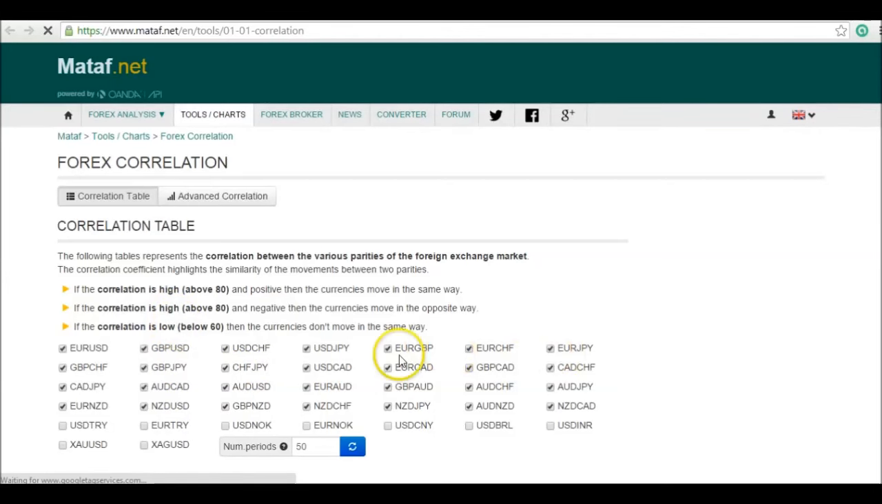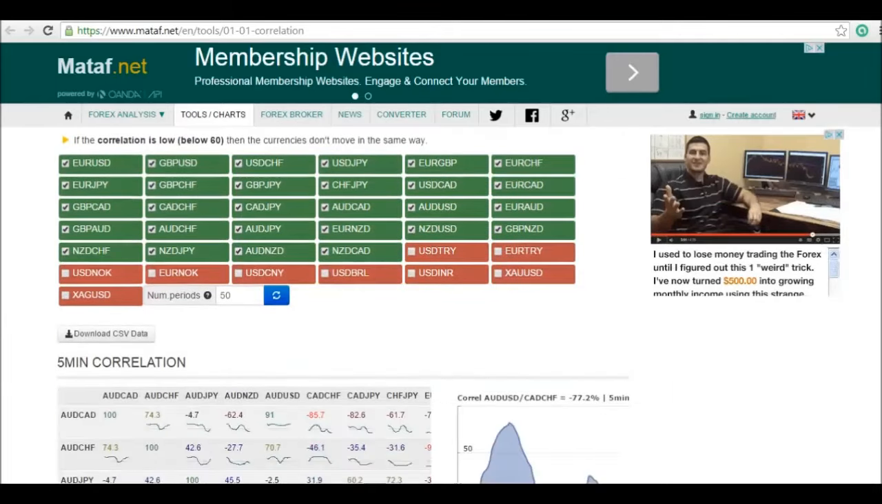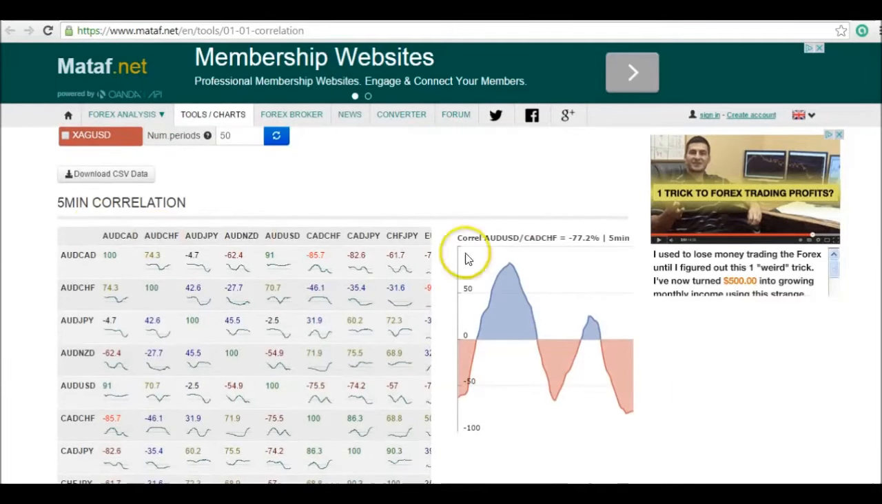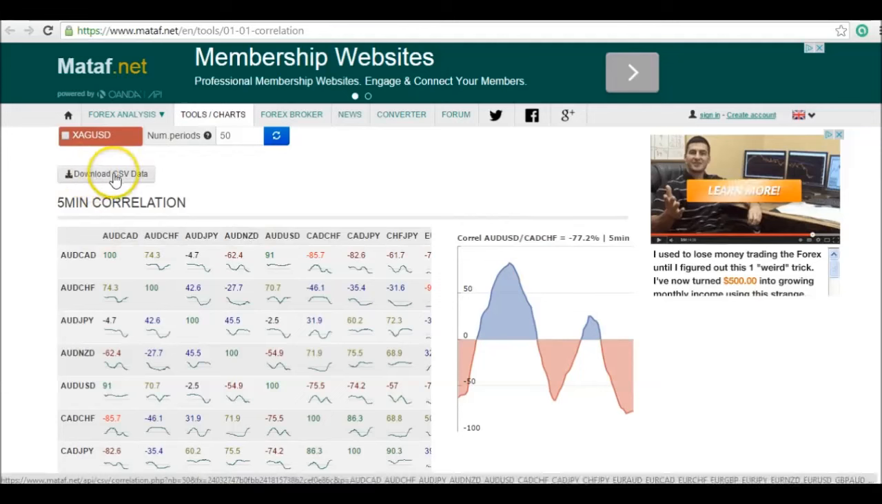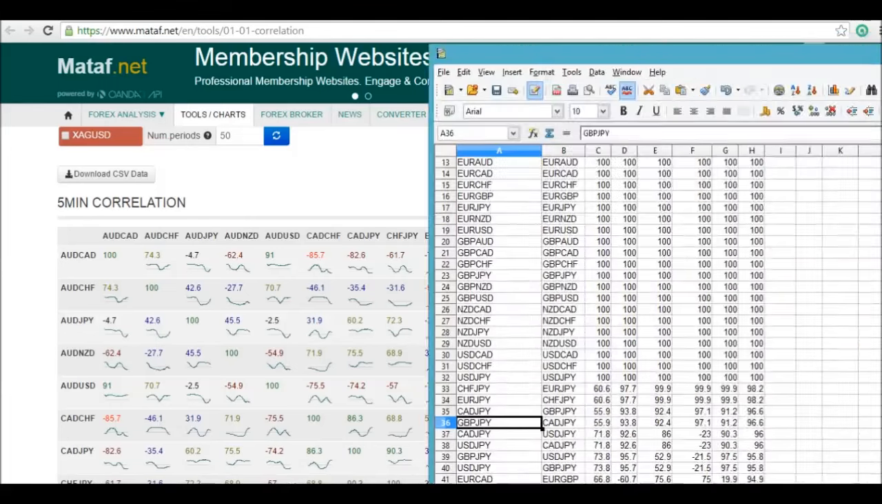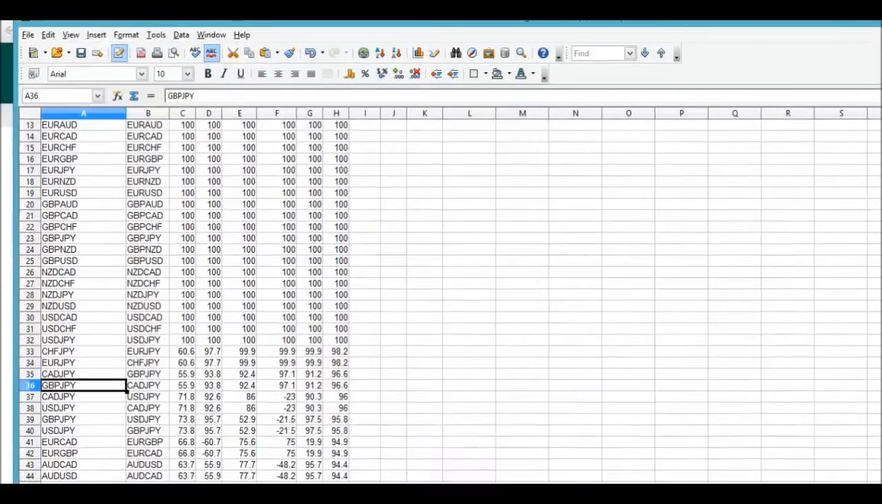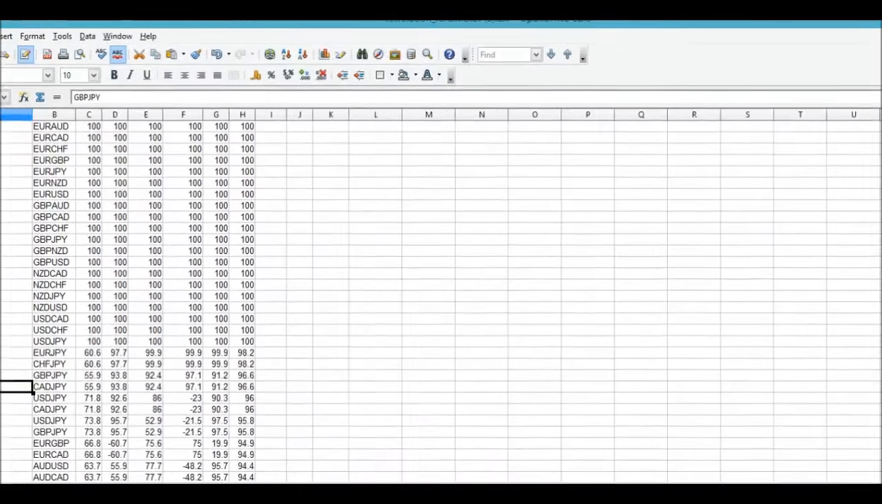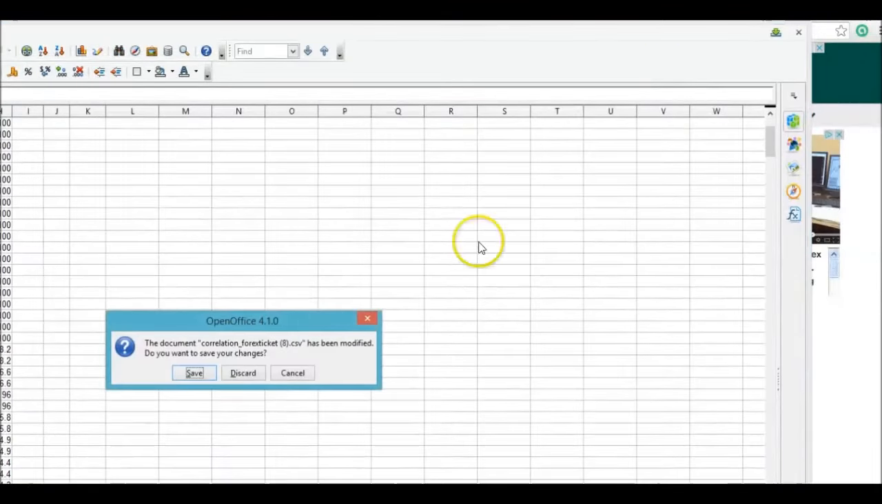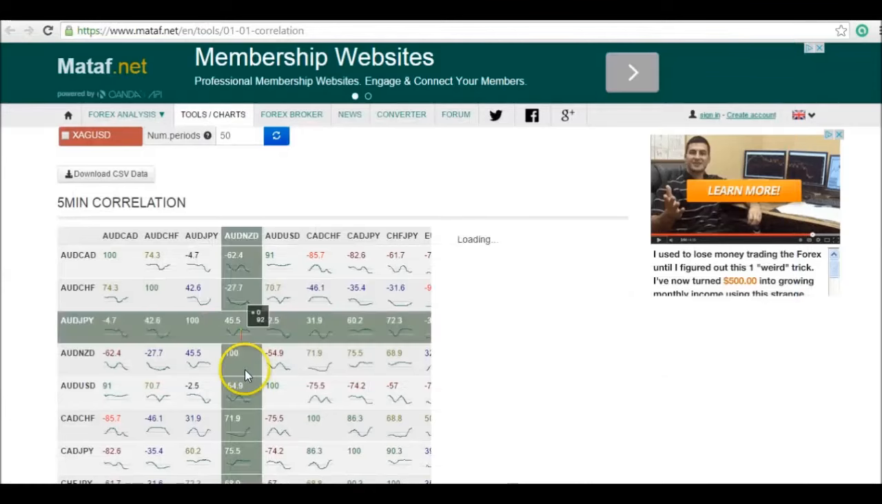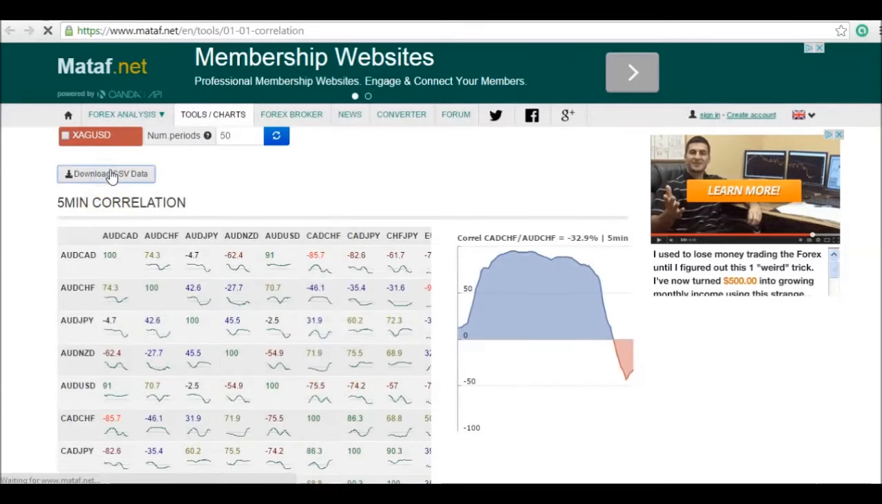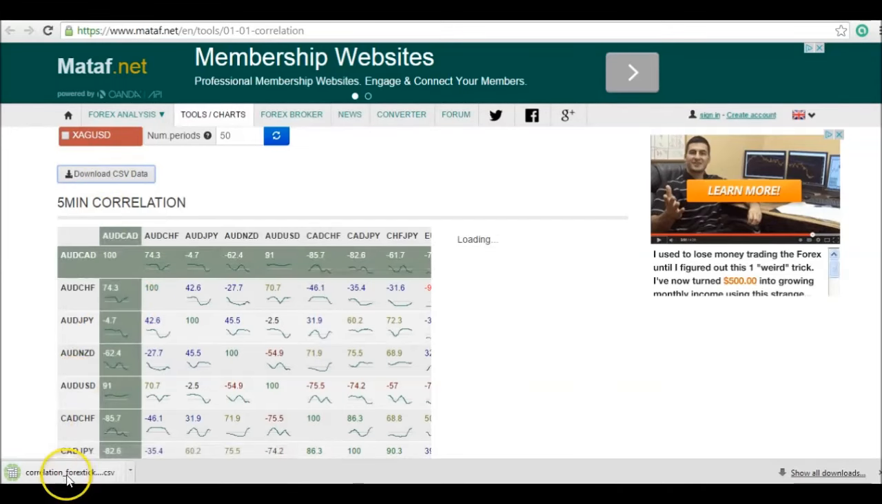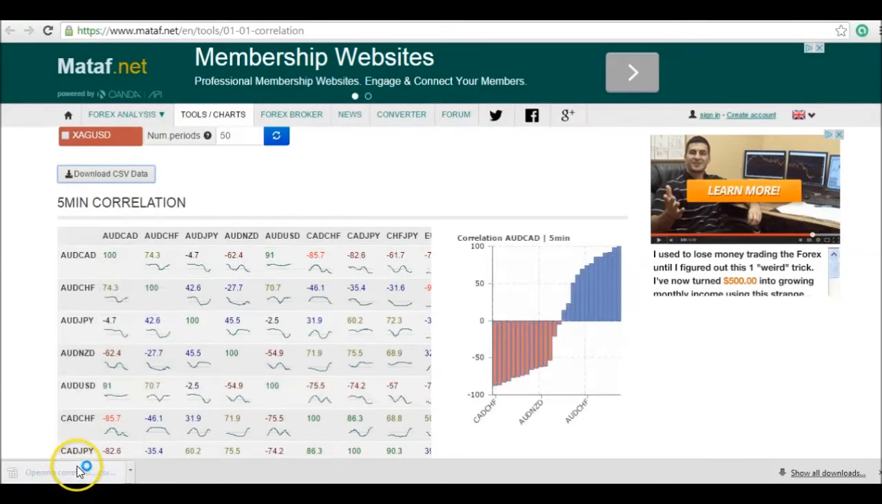It'll take a minute to load usually. And when it loads, you can go down here and see a bunch of different correlations. What I suggest doing is download this CSV data. And when you do, it's going to look like this. Now, actually, let me do this from the start so you'll see exactly how I got the numbers here. I want to download the CSV data, and then I'm going to open it up.